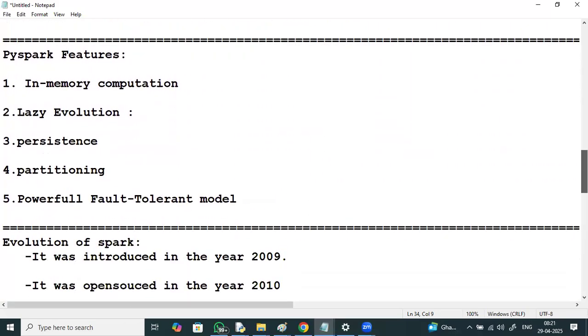The main features of PySpark: in-memory computation, meaning storing and processing at the RAM level, right? In-memory means memory-level storage and memory-level processing, because of which we get very high speed. Lazy evaluation means on demand: the data is executed only when required, at whatever point in time you want to execute it.